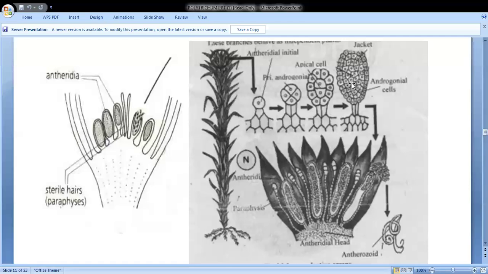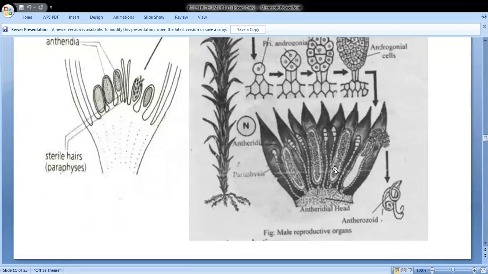At the maturity of the antheridium, perigonial leaves are observed. The antheridial wall and its cells, lid cells, are ruptured from these perigonial leaves and they release the male gametes. That is about the antheridia.